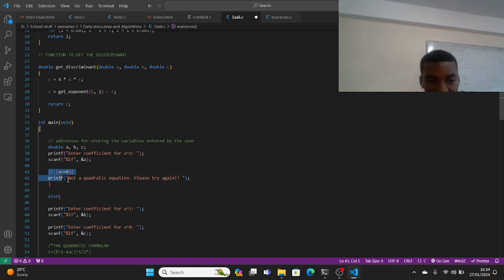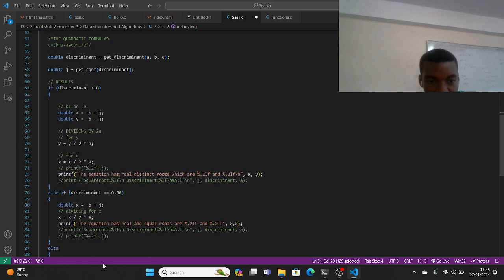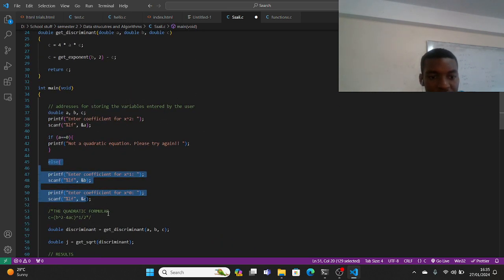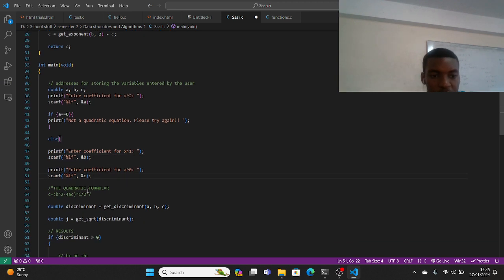So I said if the value of a is equal to 0, just print "not a quadratic equation, please try again", and stop there. But I added the else part, where I put the rest of the code that's supposed to be executed. So if he puts in any value that's not 0, it will execute the rest of the code, up to down here. But if he puts in a value that's 0, the code would just stop here. We shall look at that in the end when I do a sample run.